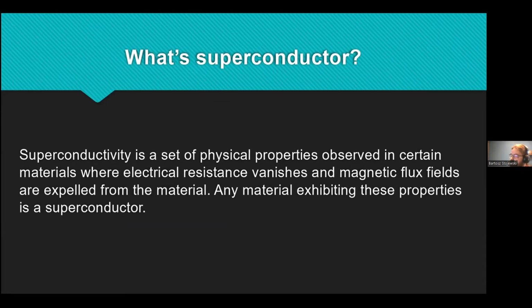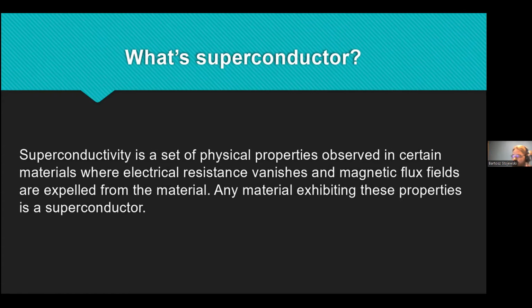Superconductivity is a set of physical properties observed in certain materials where electrical resistance vanishes and magnetic flux fields are expelled from the material. Any material exhibiting these properties is a superconductor. Unlike an ordinary metallic conductor whose resistance decreases gradually as its temperature is lowered, even down to near absolute zero, a superconductor has a characteristic critical temperature below which the resistance drops abruptly to zero. An electric current through a loop of superconducting wire can persist indefinitely with no power source.